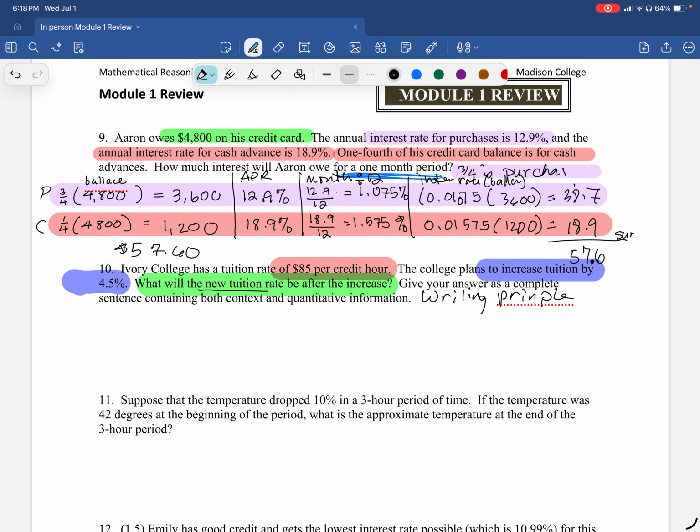So new tuition. This is a percent more problem. The new value will be old value plus P% of old value. So we need 4.5% of $850.